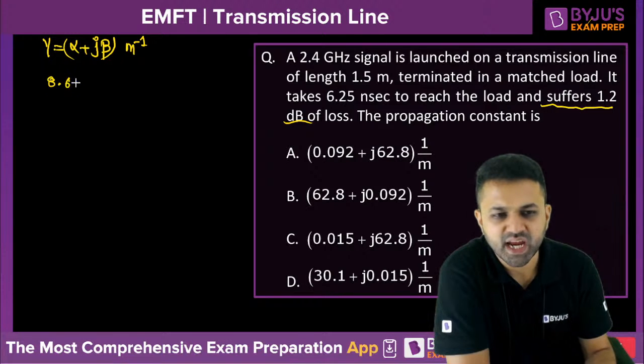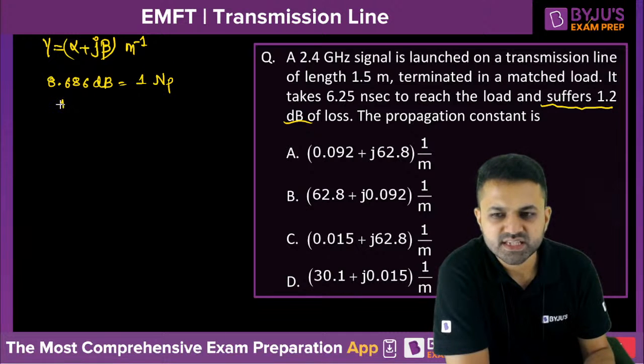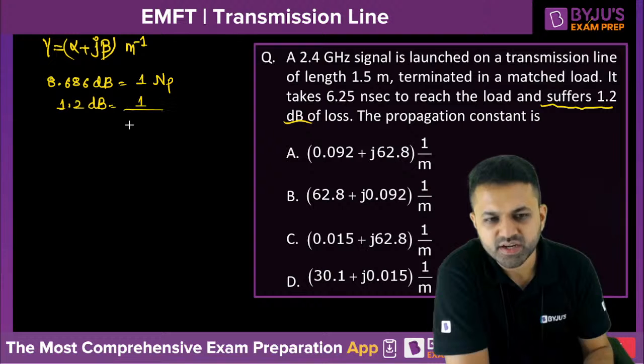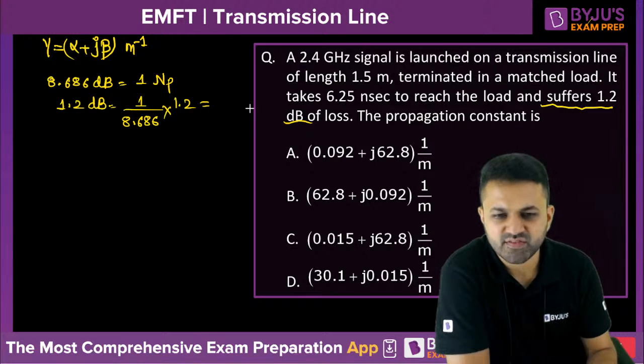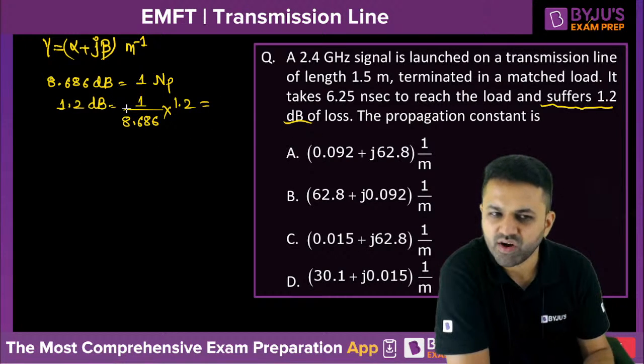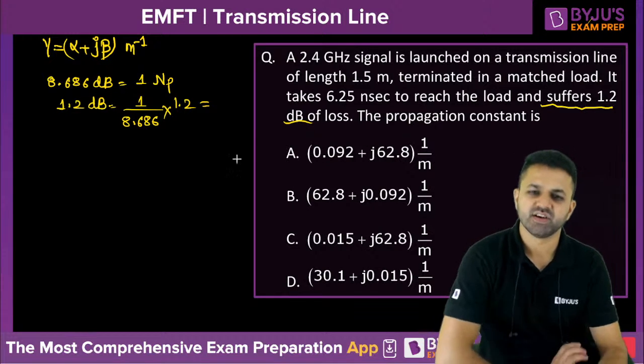So we know that 8.686 dB is given as 1 Napier. So this is 1.2 dB. So how much Napier will it be? 8.686 multiplied with 1.2. So calculate this value and whatever it will be, this will be the value of alpha, because the attenuation is the loss and it is directly given to us.